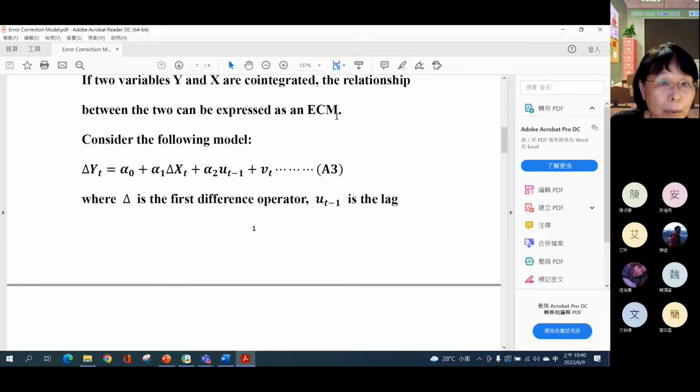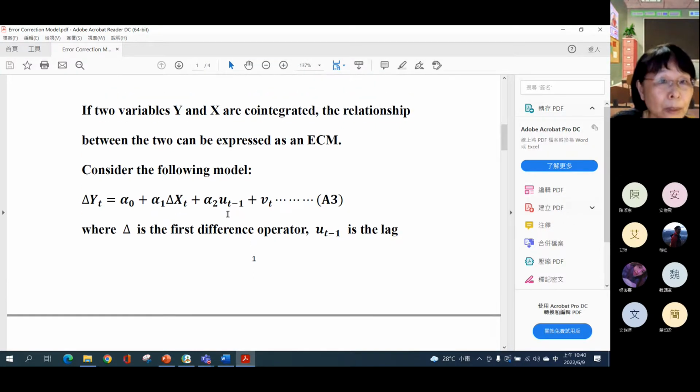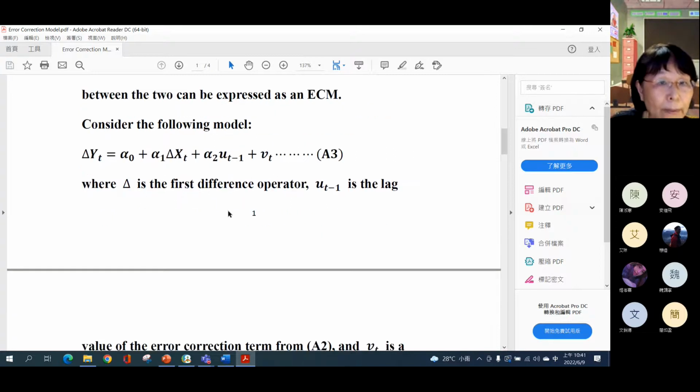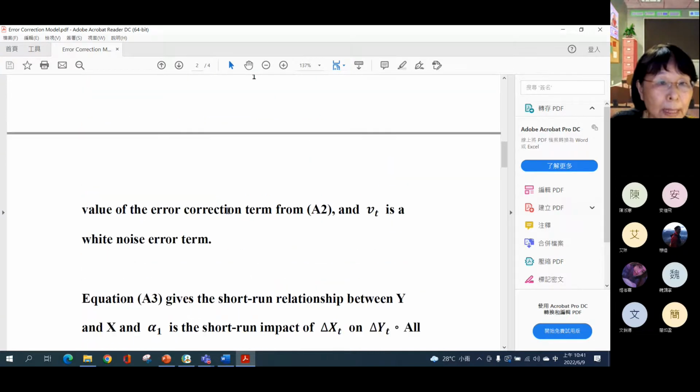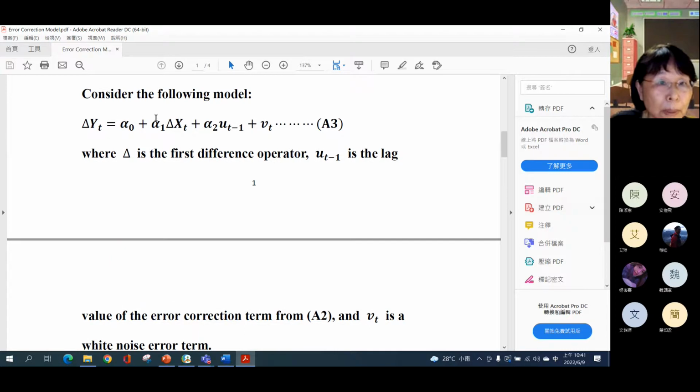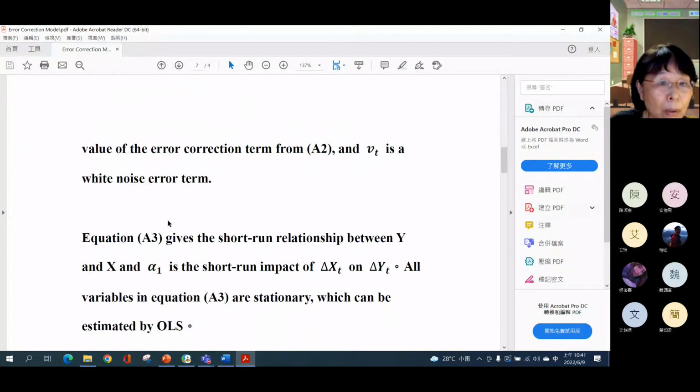So the error correction model uses the first difference of the original y, the first difference of the original x, and the first lag of the original regression residuals. And alpha 1, the coefficient of alpha 1, is what we call the short run impact of delta x on delta y.